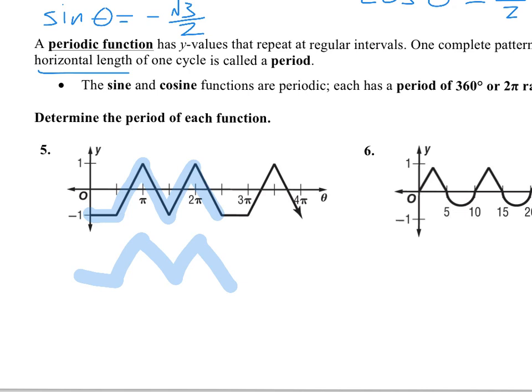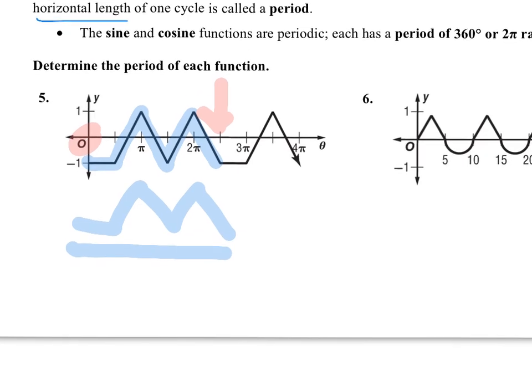So we need to figure out what is the horizontal length of this pattern. Well, it looks like it starts at 0, and then it's halfway between 2 pi and 3 pi. So that is 2.5 pi, or 5 pi over 2. So the period for this is 5 pi over 2.